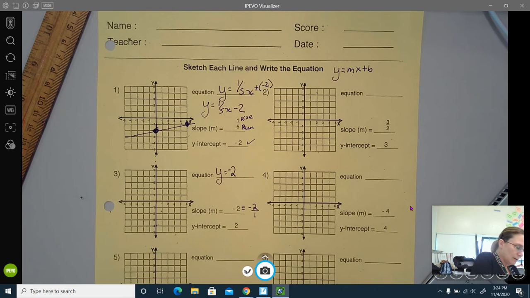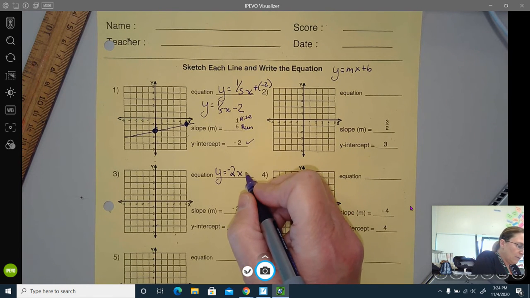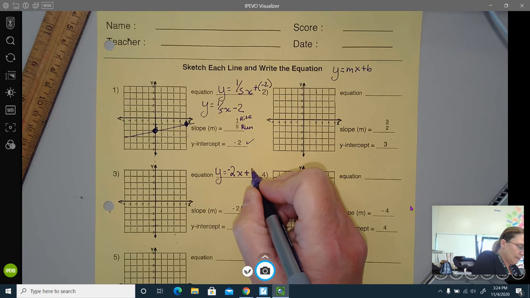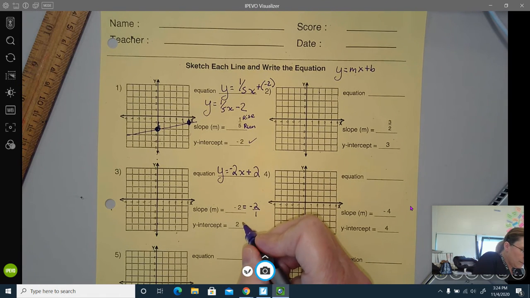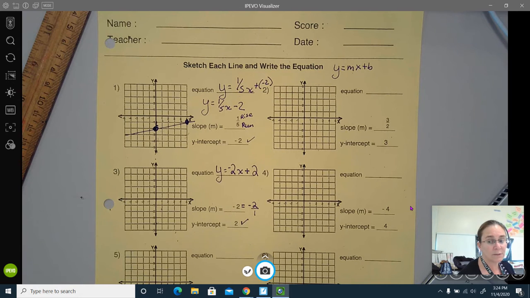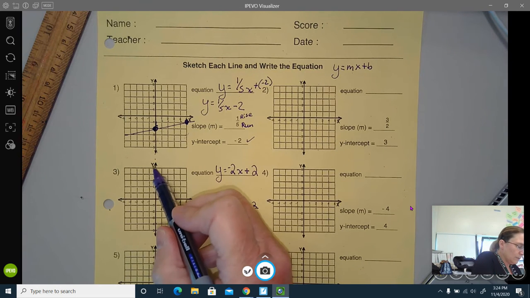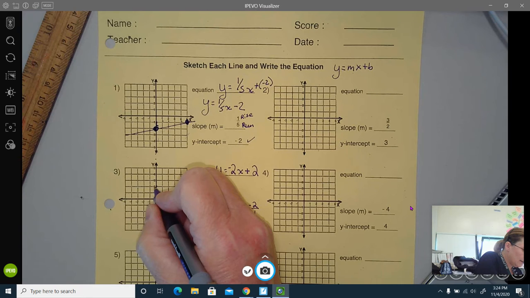Followed by the x, and then the y-intercept. So in this case, it's positive, so we're going to put +2. When we graph this, we start with the value of the y-intercept and put our first point there. So here's our y. I find +2 on my y and make a point.